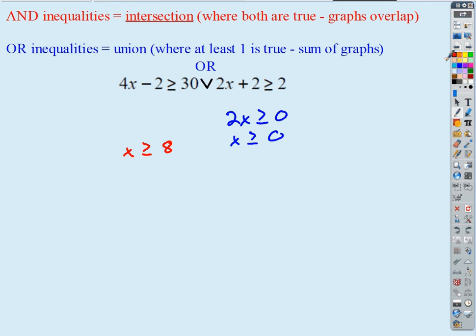So over here, I'm just going to subtract 2 and get 4x is greater than or equal to 32, divide by 4, and get x is greater than or equal to 8. And same work over here, right? We end up with x is greater than or equal to 0. But this time it's an or statement.